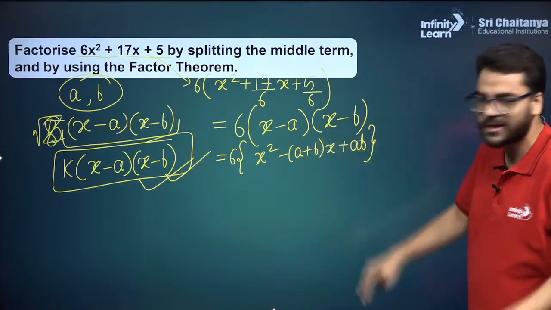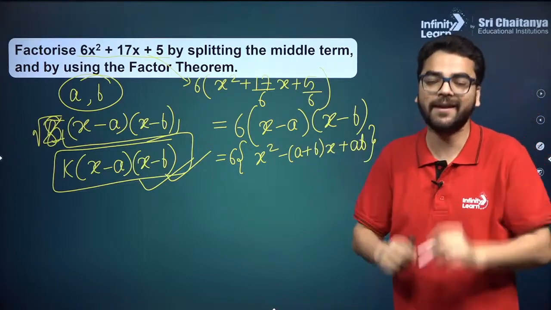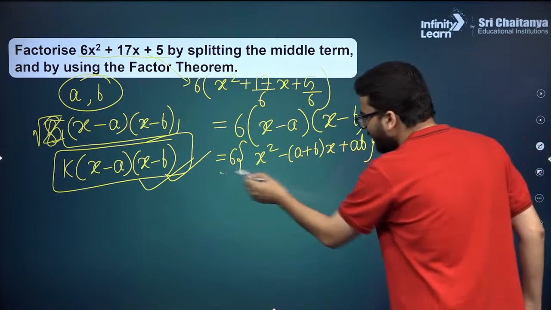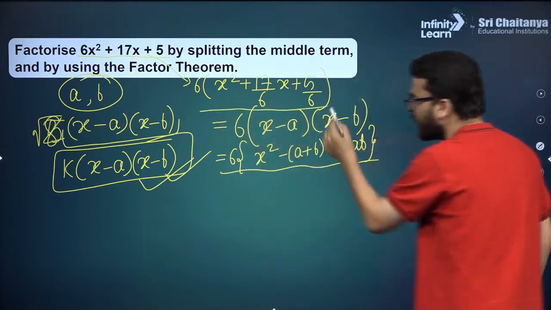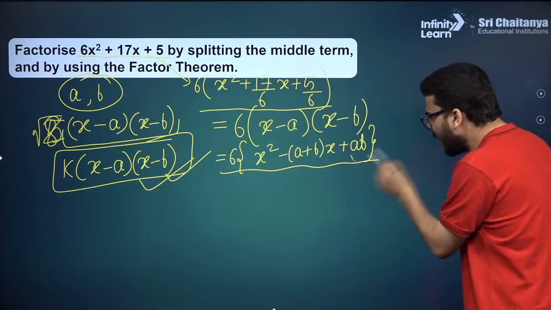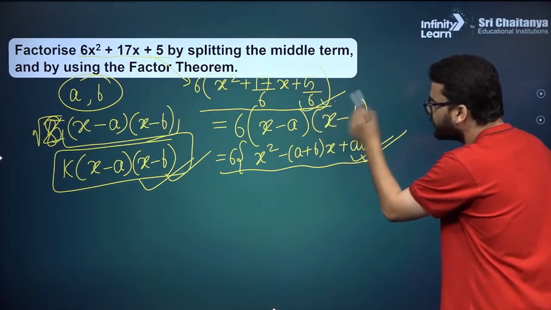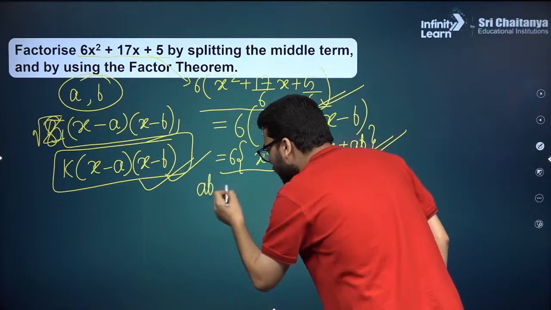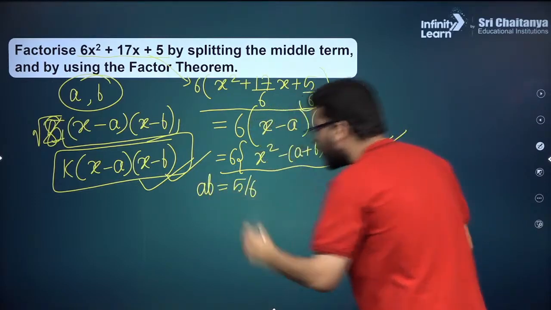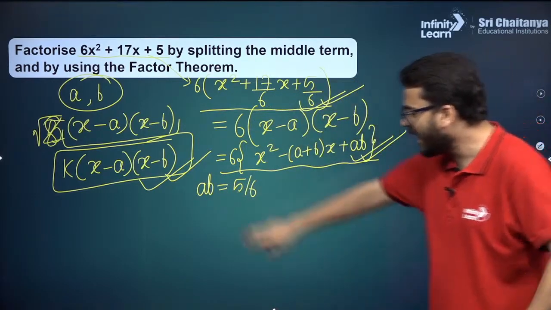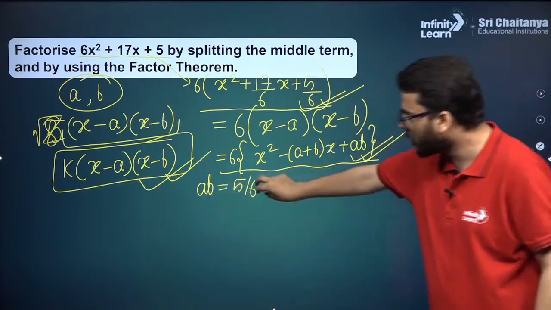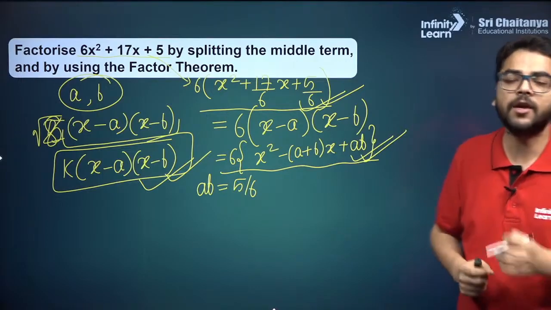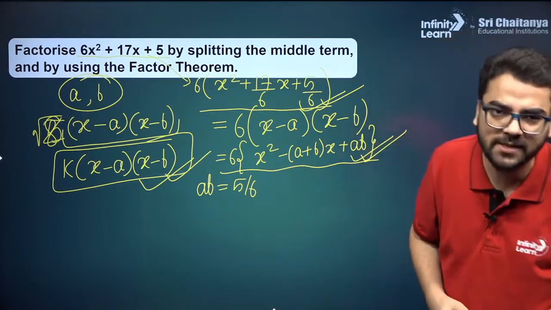You don't have to do these things in your answer sheet. I'm just explaining it. It is a very, very important thing. Please try to understand that. So if you compare this thing with this thing, what does it mean? That ab is equal to 5 by 6. Can you say over here that ab is equal to 5 by 6, guys? Yes or no? So basically a and b are numbers whose product is 5 by 6. So what does it mean? Can we not predict the zeros of this polynomial?